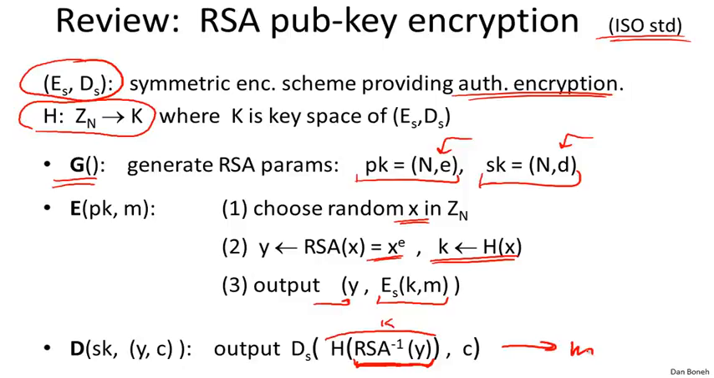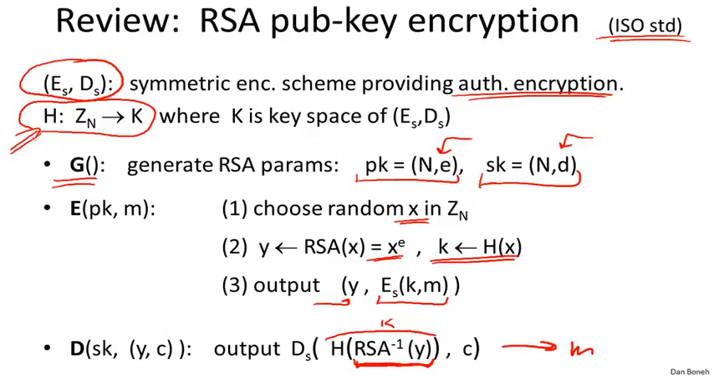And then we stated a theorem in the previous segment to say that if the RSA trapdoor permutation is secure, ES and DS, the symmetric encryption scheme, provides authenticated encryption, and H is this random oracle, a kind of random function from Zn to the key space, then in fact this system is chosen ciphertext secure and is a good public key system to use.